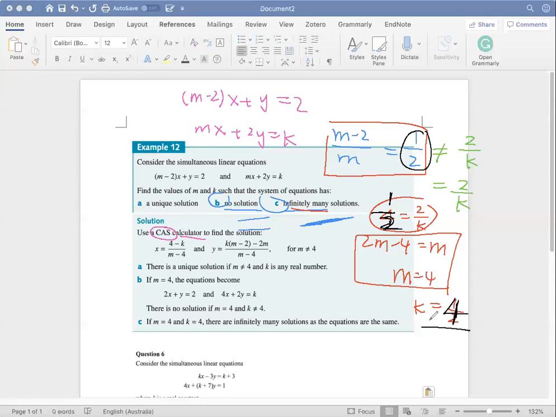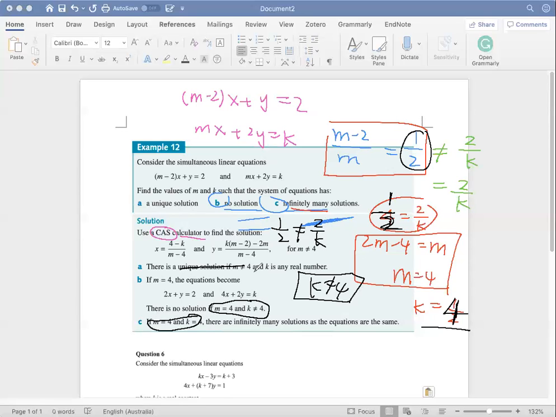And for no solutions, again my m needs to be 4, but the half cannot equal 2 over k, which means k cannot equal 4. Makes sense? So for part B, m equals 4 and k does not equal 4.